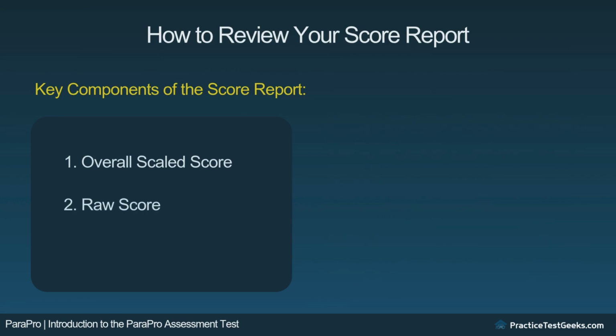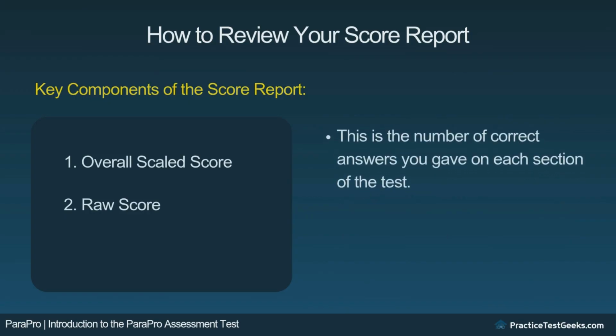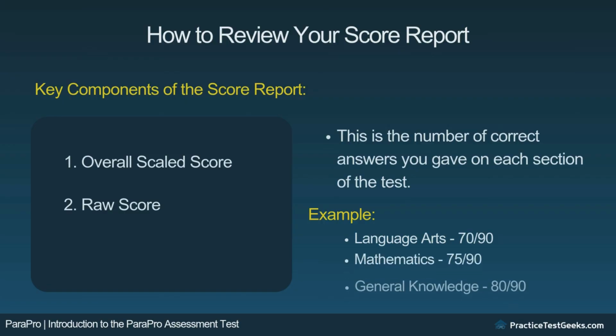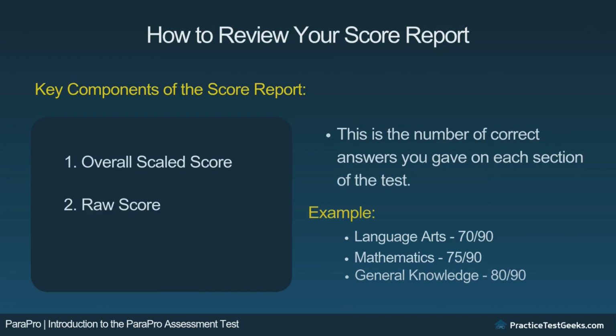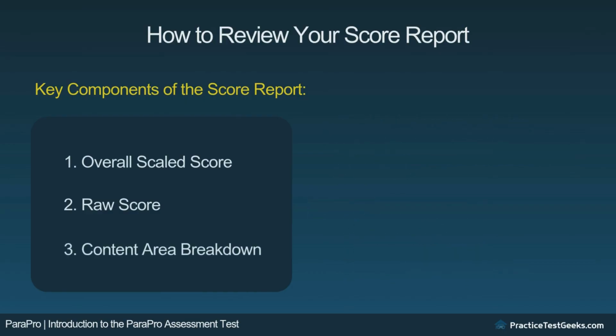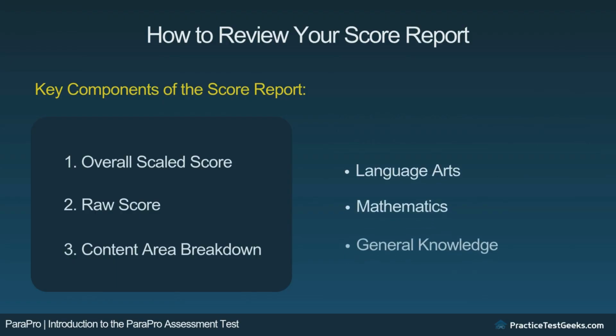2. Raw score. This is the number of correct answers you gave on each section of the test. For example, you may receive a raw score of 70 out of 90 for language arts, 75 out of 90 for mathematics, and 80 out of 90 for general knowledge. 3. Content area breakdown. The score report will show how you performed in each of the 3 content areas: language arts, mathematics, and general knowledge. This breakdown will help you understand areas where you may need improvement.